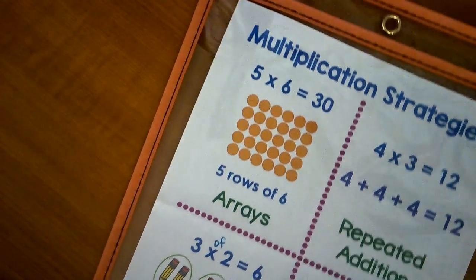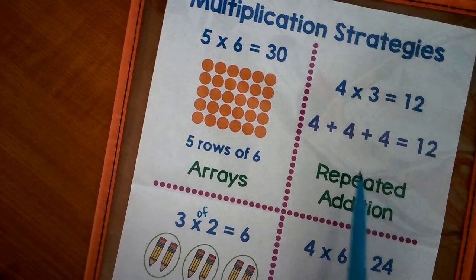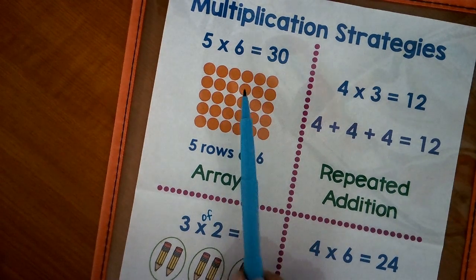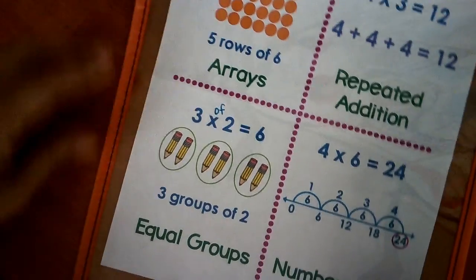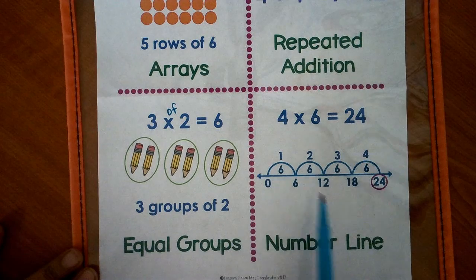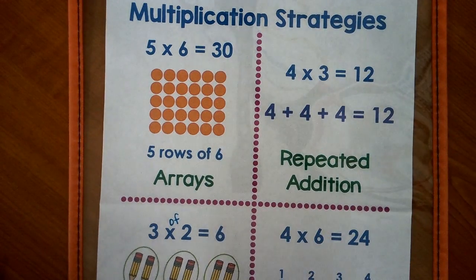Let's review our strategies. So we learned repeated addition. Okay, I showed you what an array looks like. We talked about equal groups. There's also another one using the number line. We're not going to talk about that today. We're just going to focus on the rest.